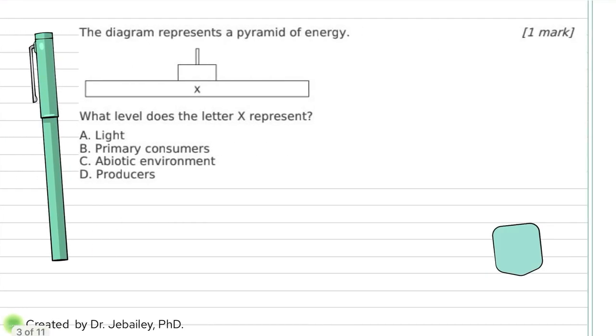Moving on to the next question, it says the diagram represents a pyramid of energy. Looking at the pyramid of energy, you can see that X represents the big one with the biggest energy. And the one that has the biggest energy to start will always be the producer. It will always be the plant.